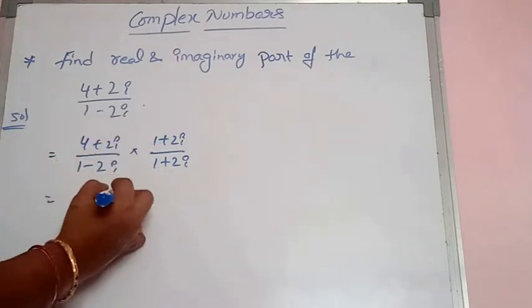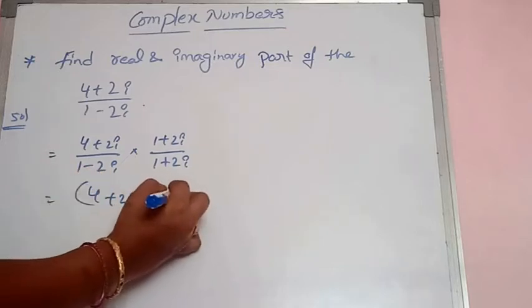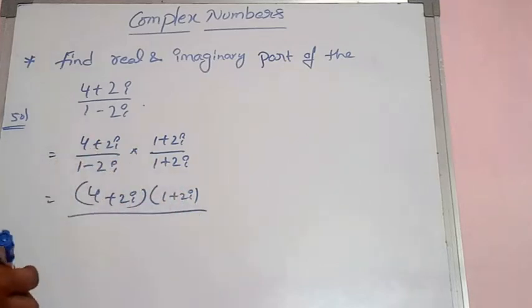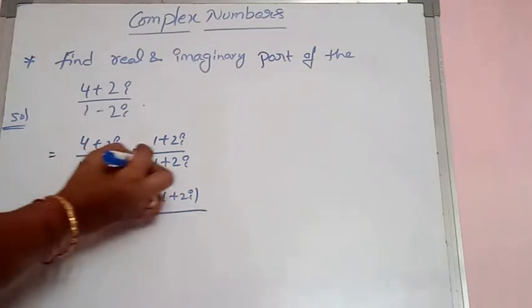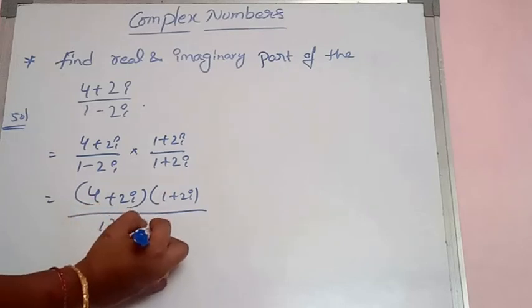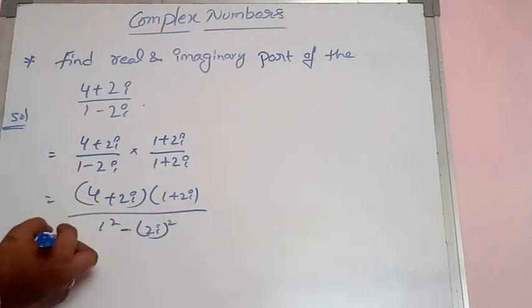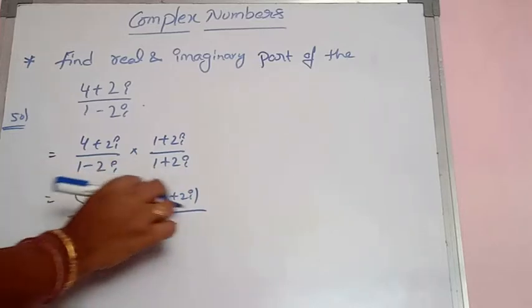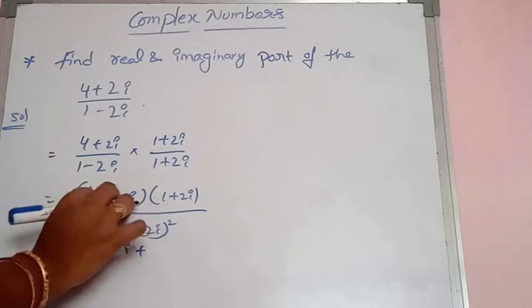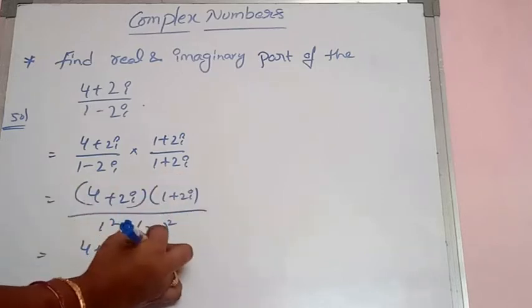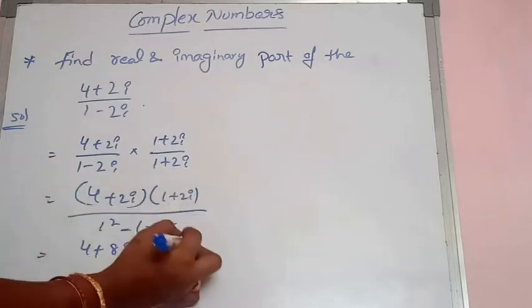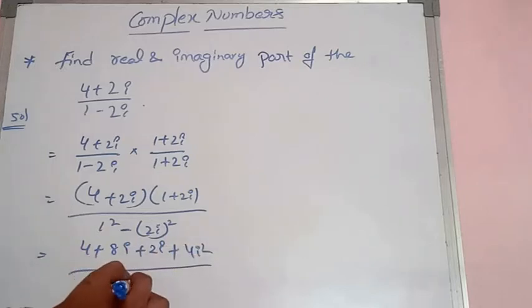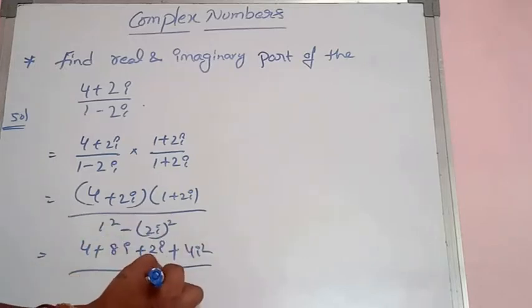So (4 plus 2i) into (1 plus 2i) by, here a minus b into a plus b, which is a square minus b square. So that is 1 square minus (2i) whole square. Here we have to multiply these two values. 4 into 1 is 4, 4 twos are 8i, plus 2i into 1 is 2i, plus 2i into 2i means 4i square. In the denominator, 1 square minus 4i square.